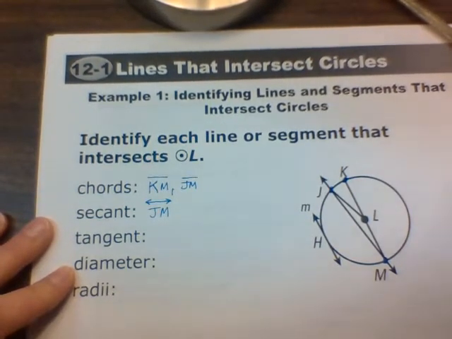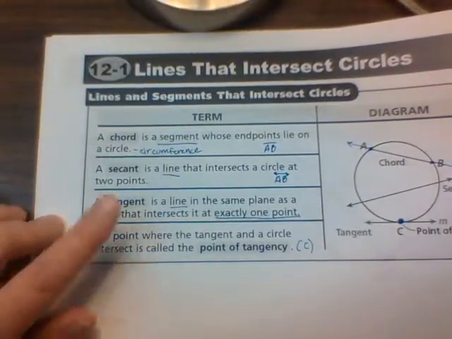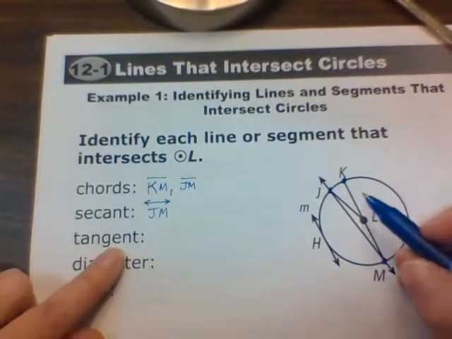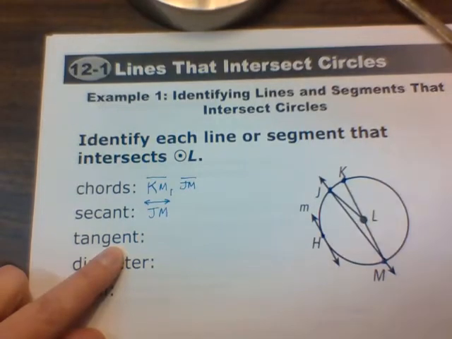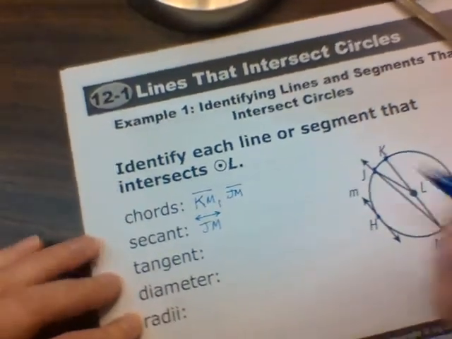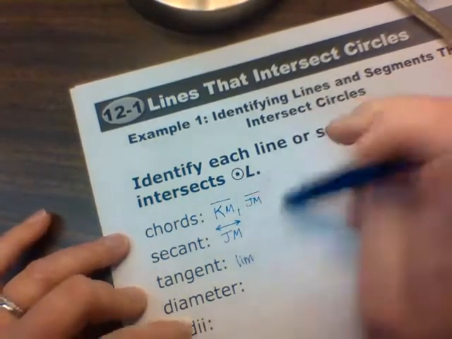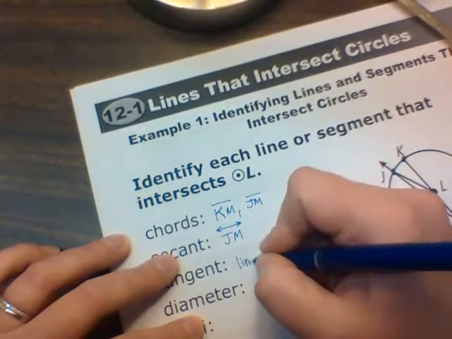Moving on to our next one, the tangent, remember, is the line in the same plane as a circle that intersects at exactly 1 point. So we go ahead and identify the tangent, and that's this one. It's technically intersecting at point H. That's what they're saying here. So in that case, our tangent line is line, oops, let's jump into the M. It's line M.